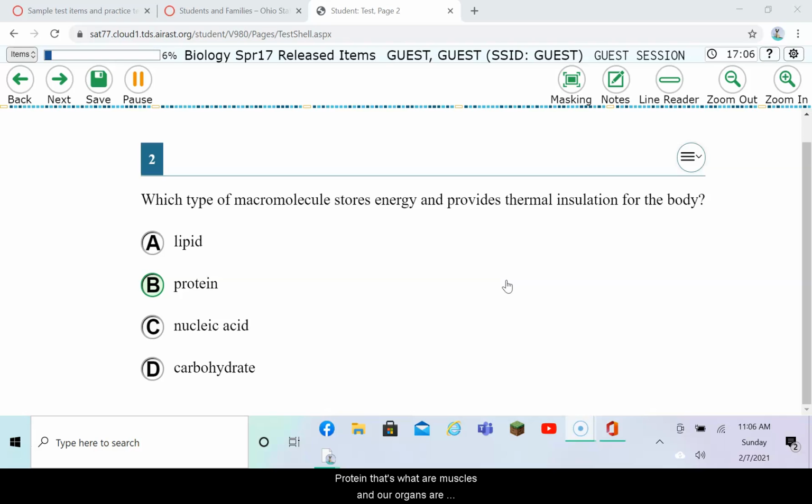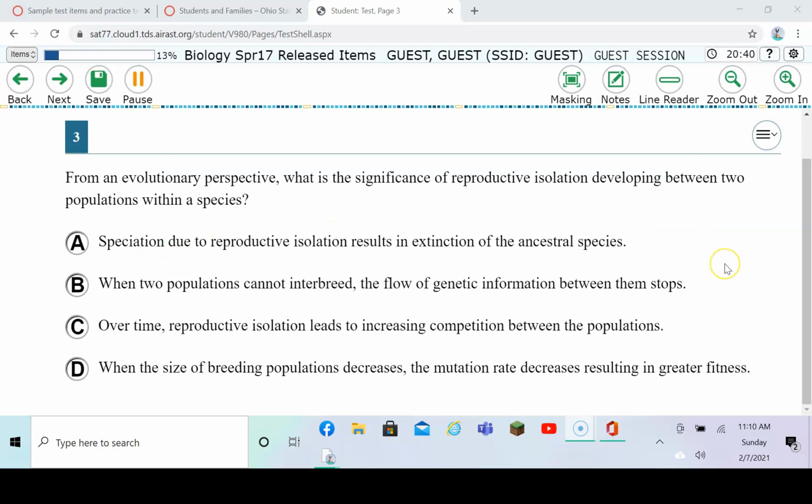Proteins, well, that's what our muscles and our organs are made out of. And nucleic acids are DNA and RNA. Those are the nucleic acids. So this is a pretty easy question. The macromolecule that stores energy and provides thermal insulation for the body is the lipid.